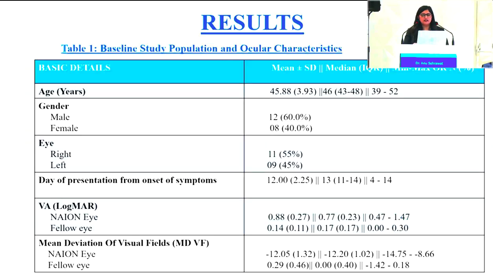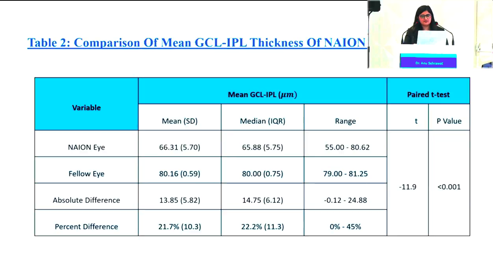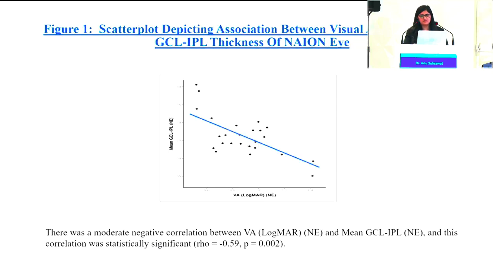Our results showed that the mean age of the patients who presented to us was 45 years. 60% of them were males. The average day of presentation we saw was 12 days. There was a significant difference in the visual acuity of the NAION eye and the fellow eye. The mean deviation of visual fields in NAION was minus 12.05 decibels, and the fellow eye was 0.29 decibels. Then we compared the mean GC-IPL thickness of NAION eye and the fellow eye, and it turned out to have a significant difference with p-value less than 0.001.